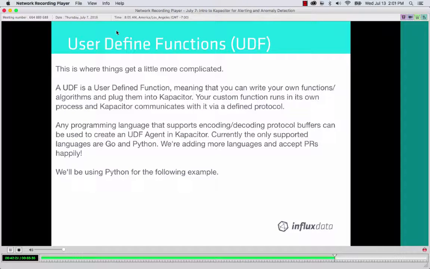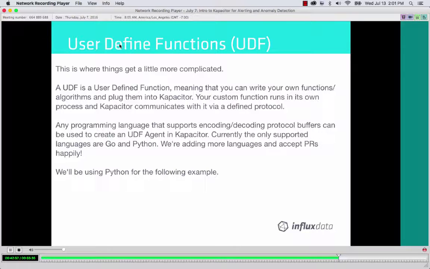And this brings me to the fact that all of the stuff we've been talking about is the baseline use of Telegraf and Capacitor. The real power of Capacitor comes out of what are called user-defined functions. Things get a little more complicated here, but a UDF is a user-defined function, meaning you can write your own functions, algorithms, whatever you want to call them, and plug them into Capacitor.